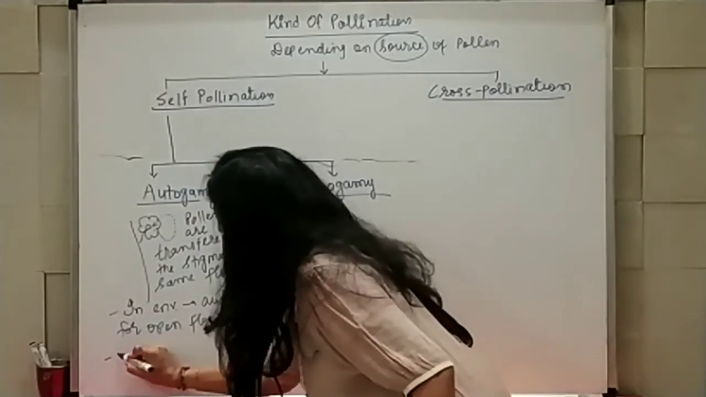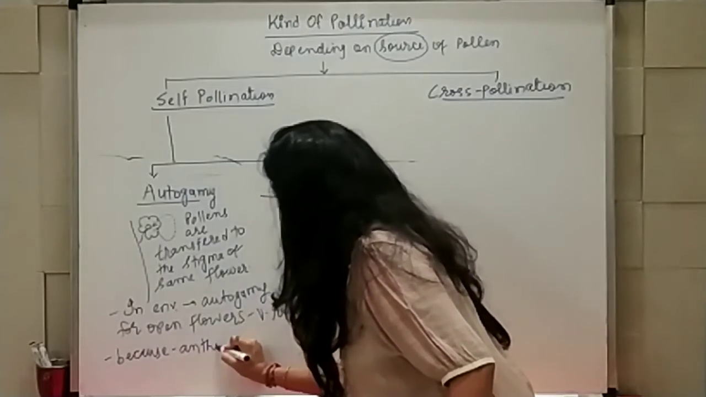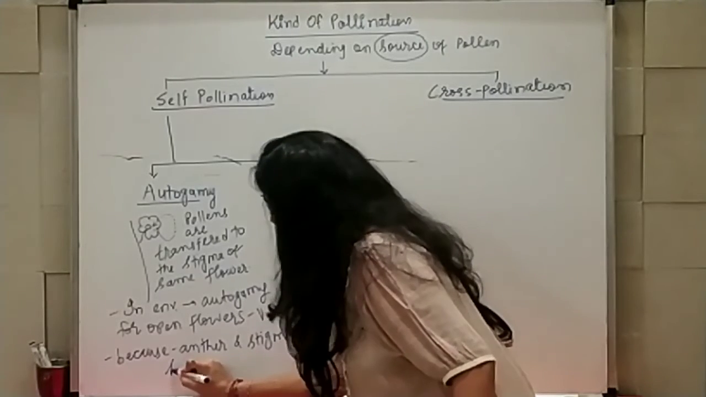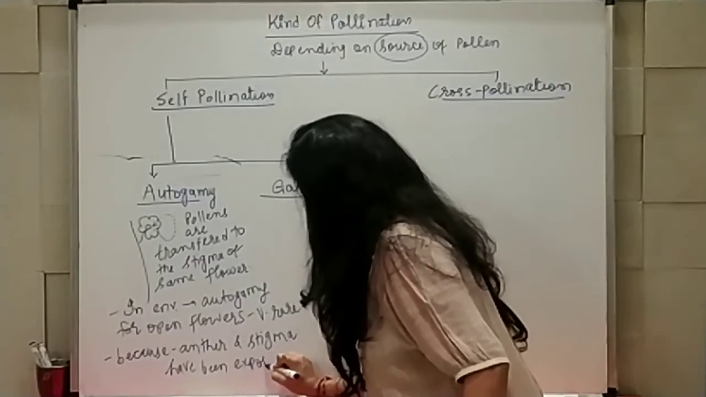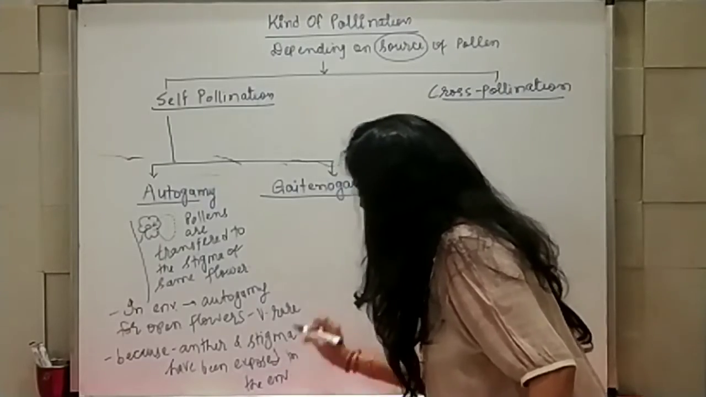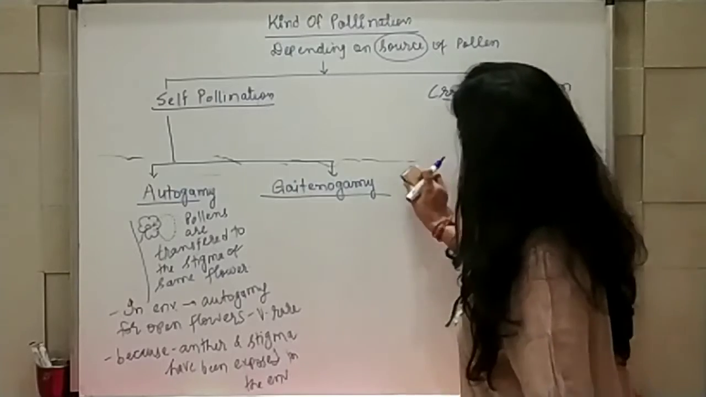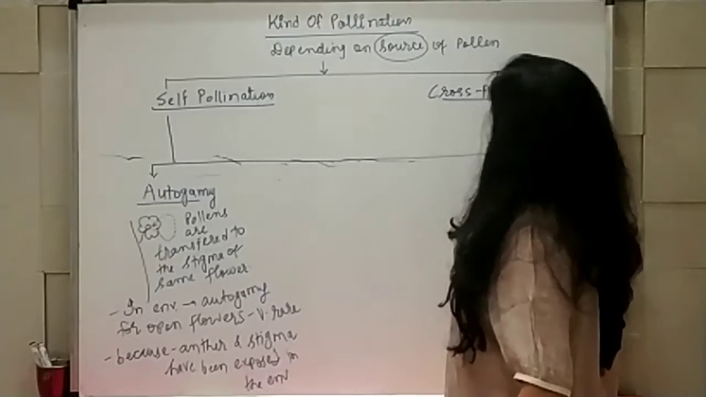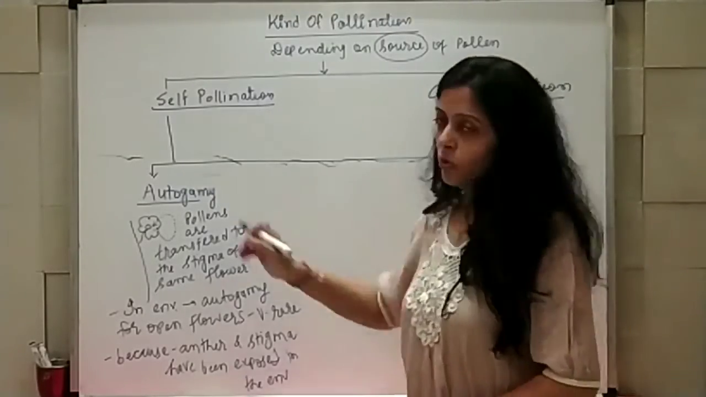Why? Because anther and stigma have been exposed in the environment. So there can be two things. Geitonogamy I will show you later on. So there can be two important things which should lead to autogamy.